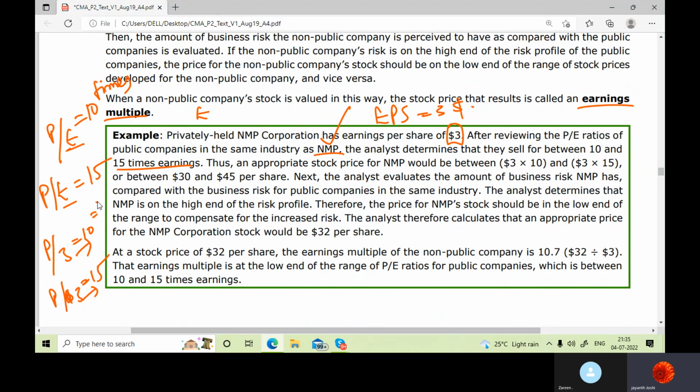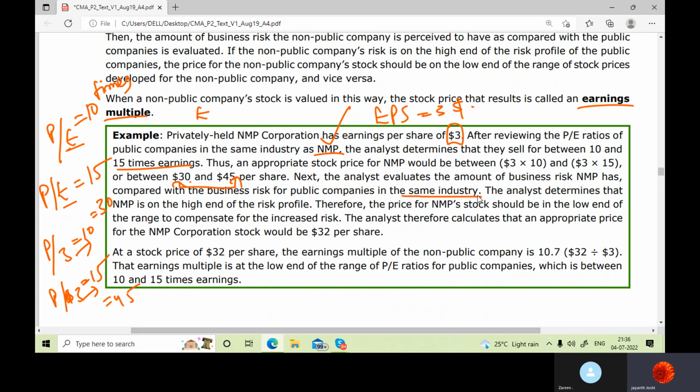So like 30 and 45. Okay, so the appropriate stock price for NMP would be between these two. That's what we found out. Next, the analyst evaluates the amount of business risk NMP has compared with the business risk for public companies in the same industry.